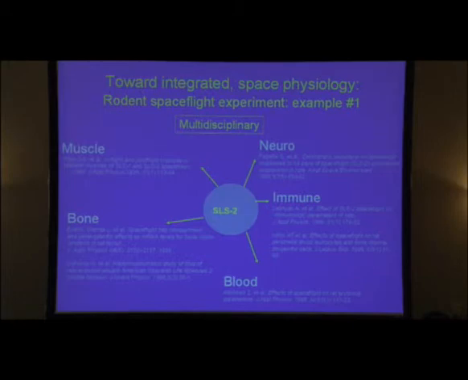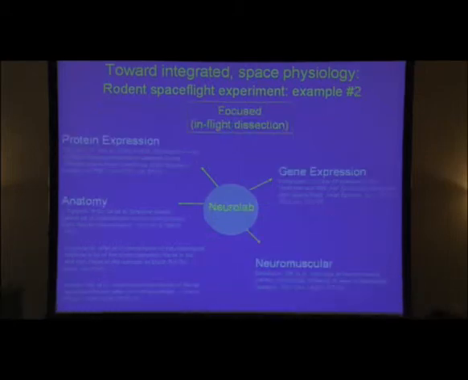That's done basically with the tissue sharing approach, and I'm going to show you a couple of examples. SLS-1 and SLS-2 were flight experiments, and there was extensive tissue sharing. I'm just showing you a few of the areas. By having other investigators analyze samples, we're able to get a bigger picture. Next slide. The Neurolab studies are an example where the studies were dedicated to a single system, the neurological system. Also in this study, there were in-flight dissections.